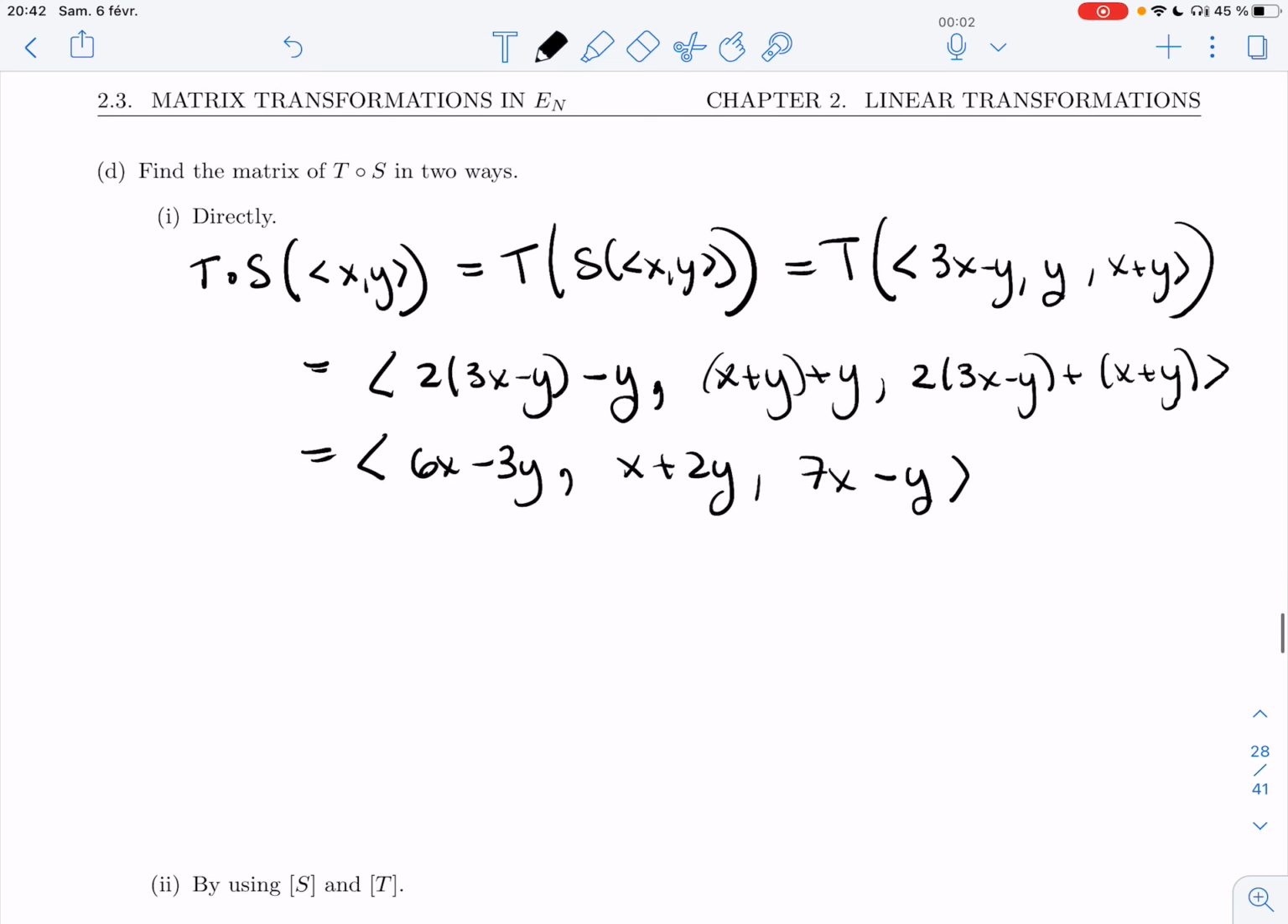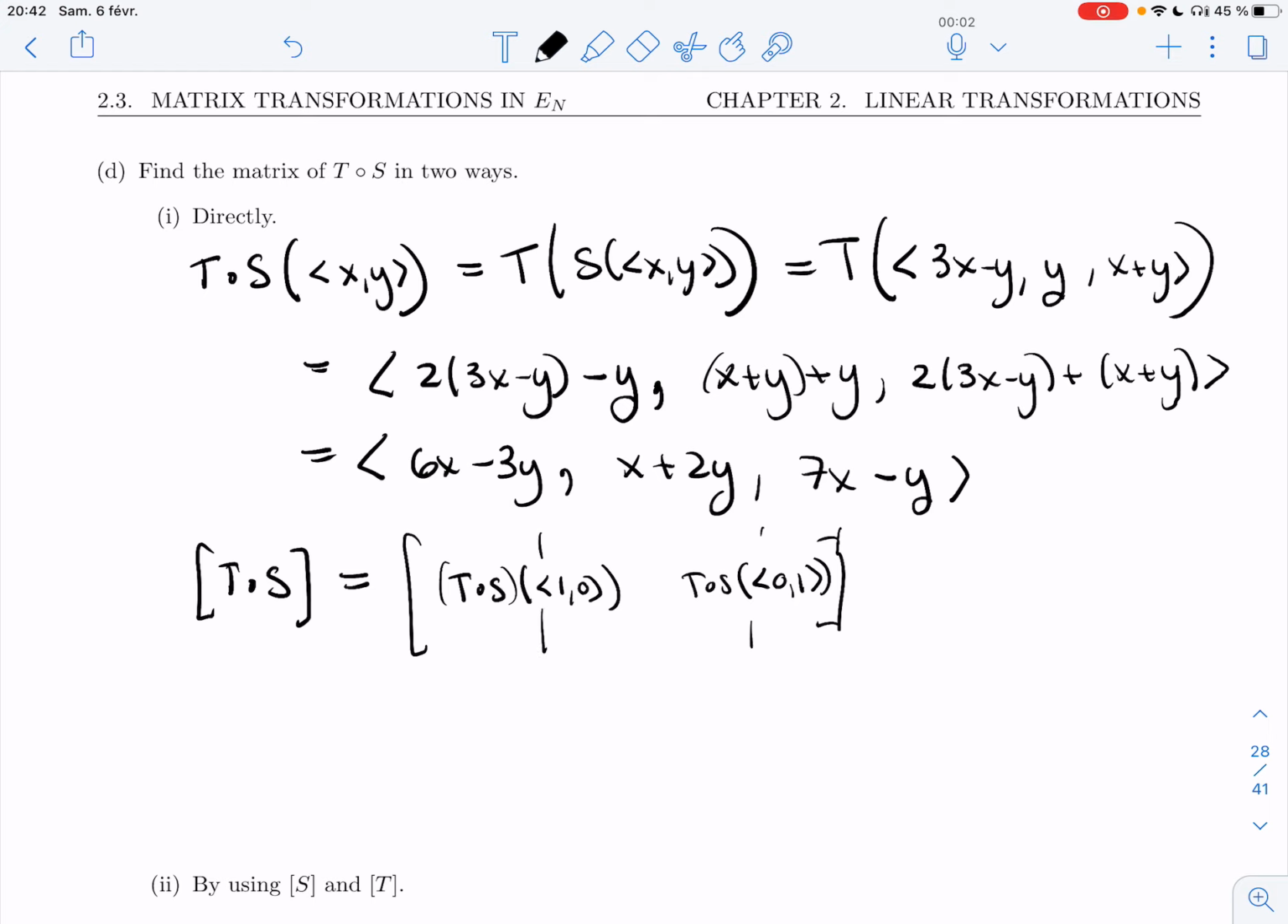All right, so we can find the matrix of T composed with S either by trying to write this as a matrix times (x, y), or by applying this linear transformation to (1, 0) and to (0, 1). That's going to give me my two columns. So (1, 0) would give me (6, 1, 7), and (0, 1) gives (minus 3, 2, minus 1).